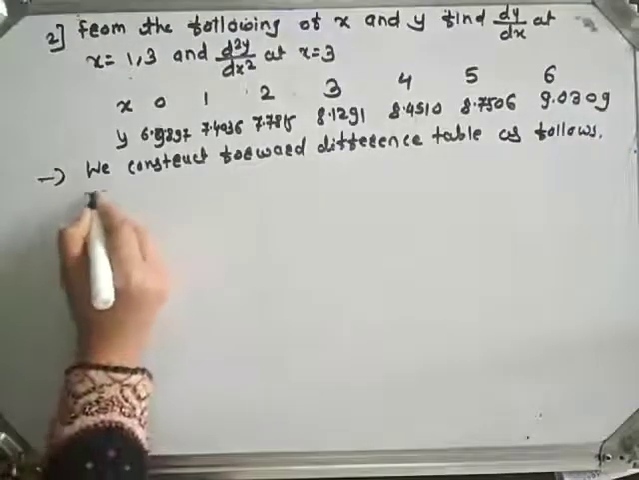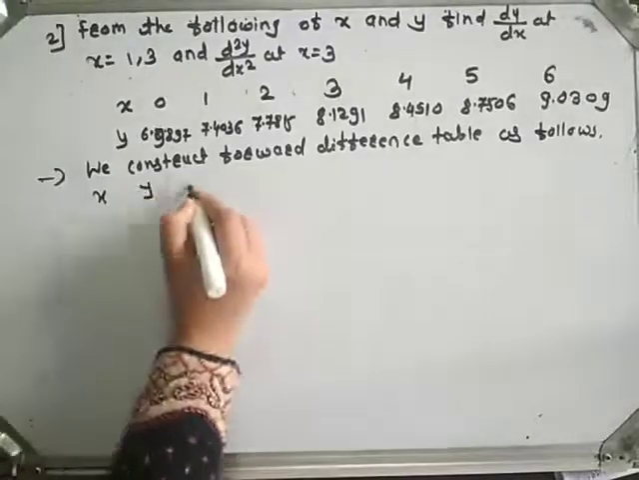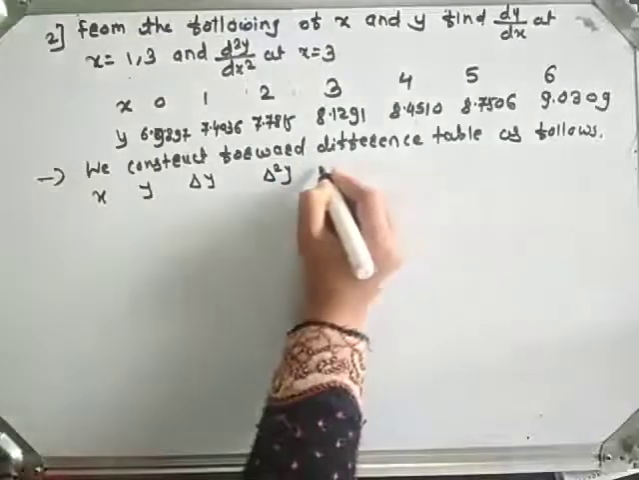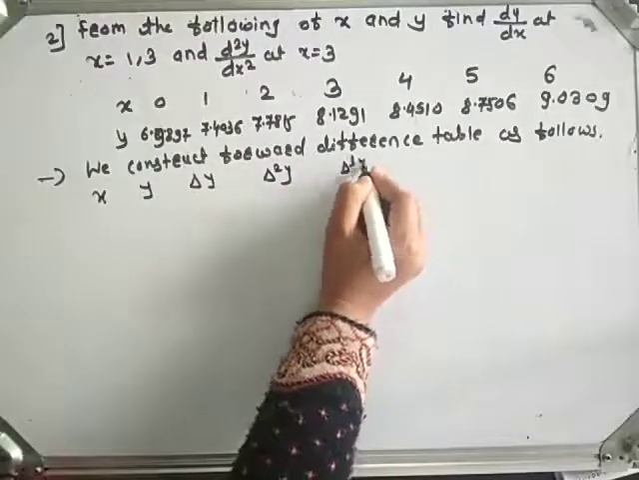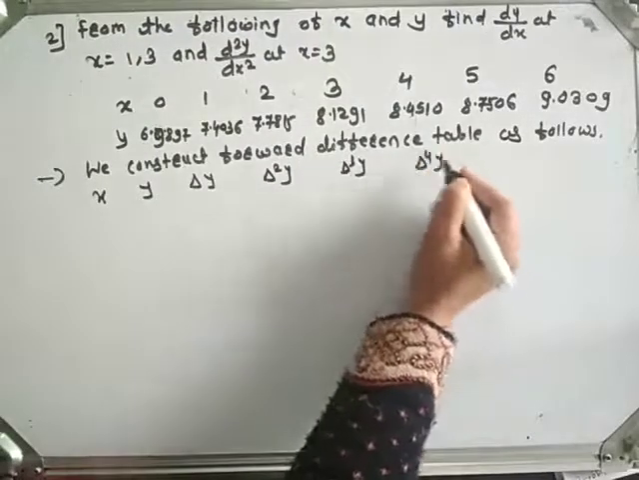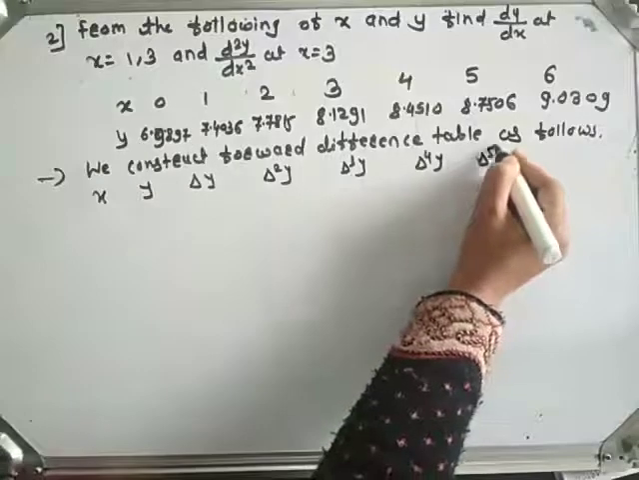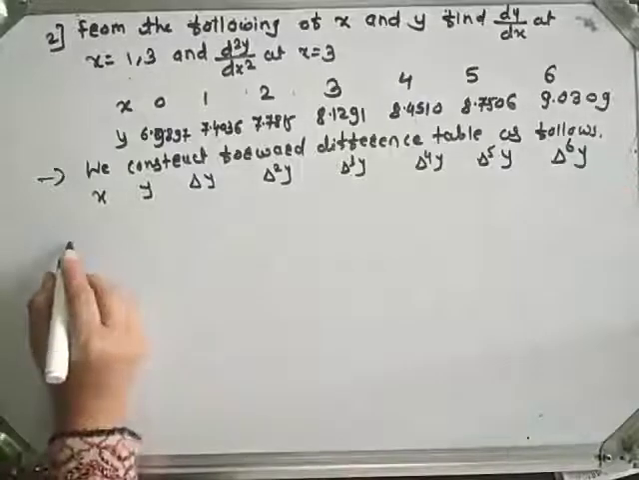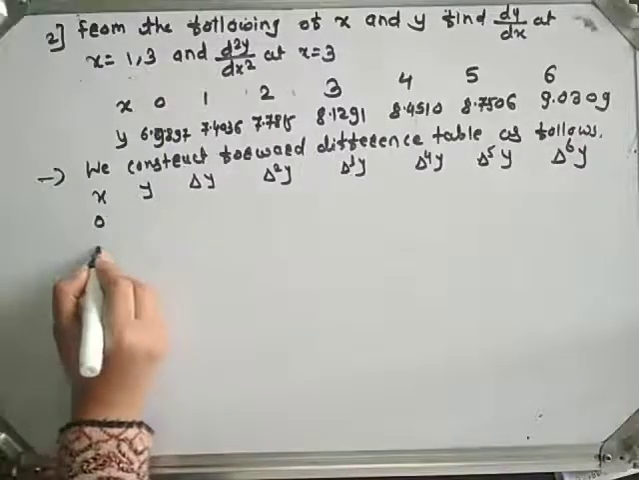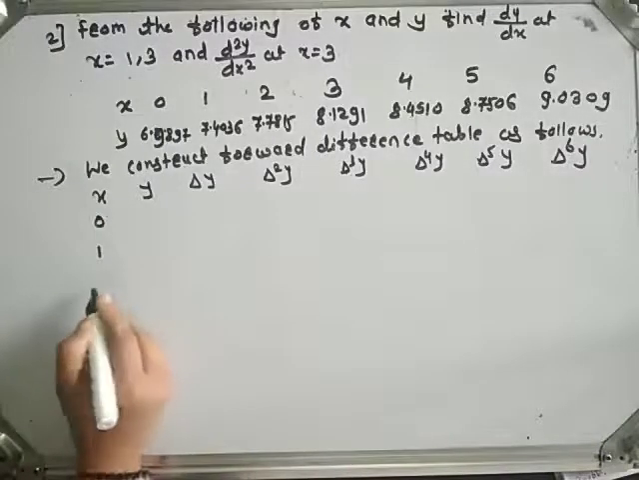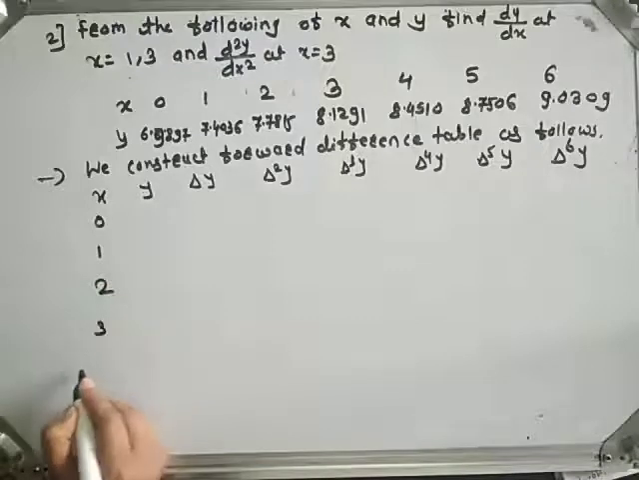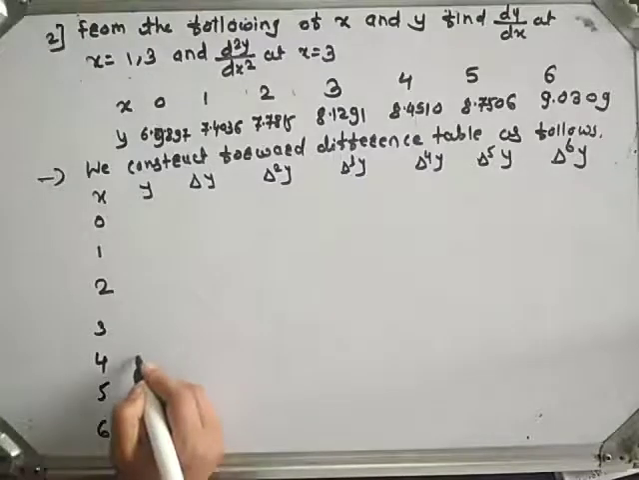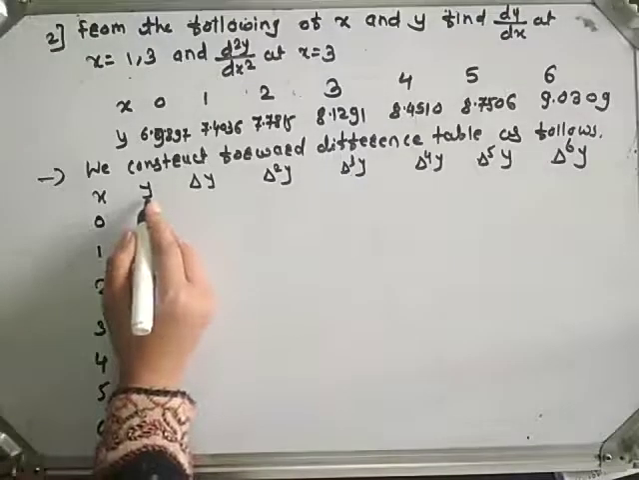Okay. x, y, delta square y, delta cube y, delta raised to 4 y, delta raised to 5 y and delta raised to 6 y. Here x is 0, 1, 2, 3, 4, 5 and 6.